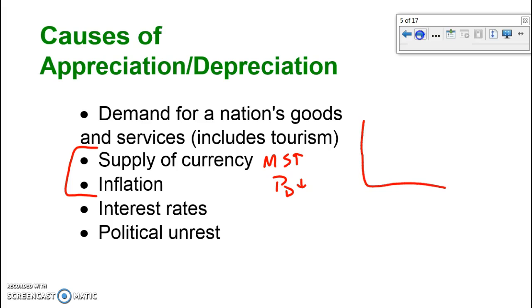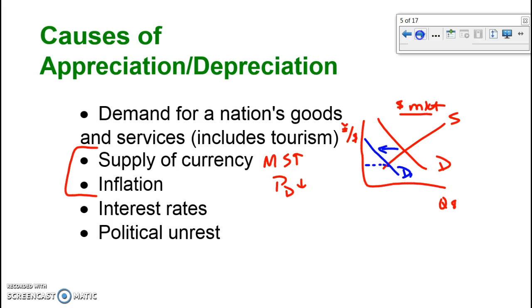And so we could think of it in terms of any market. Let's say we're doing the yen per dollar market, quantity of dollars, right? And this is the dollar market in relation to the Japanese yen. Well, if we're having inflation in the United States, people in Japan probably are not as excited about buying our currency because they don't see it as stable anymore. So demand would decrease, right? And that would cause our currency to depreciate. So inflation and depreciation are not the same thing, but inflation does cause depreciation.